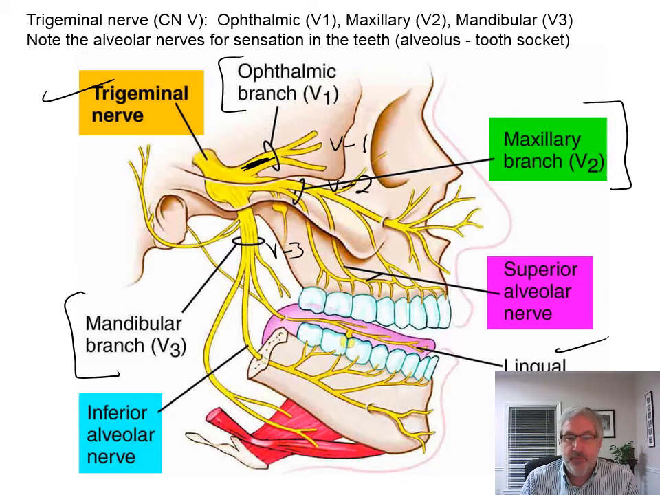And anything else? Yeah, so that's the main bits. You have the ophthalmic branch of the trigeminal nerve, maxillary branch, and the mandibular branch of the trigeminal nerve. Next slide.